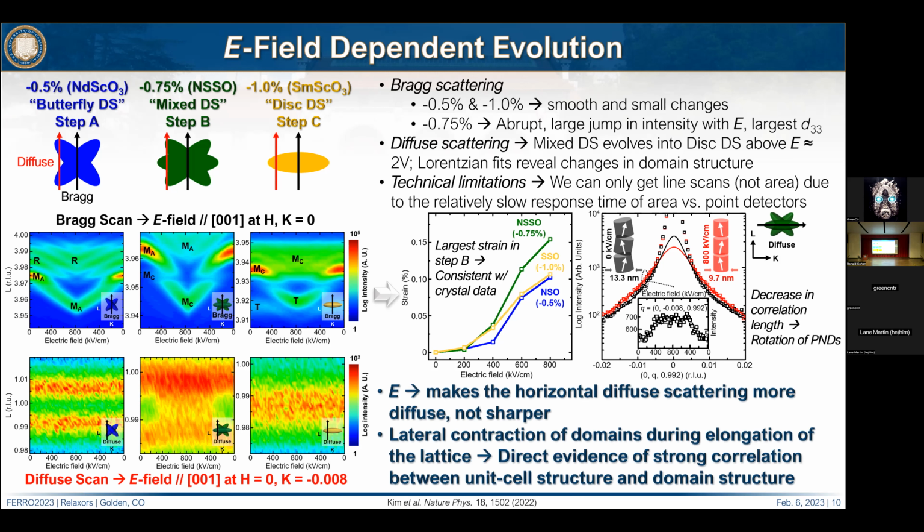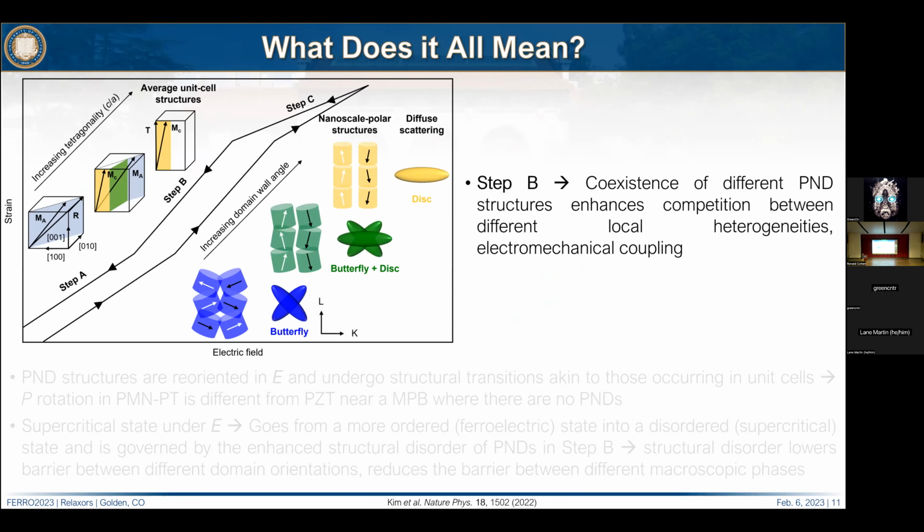And this is evidence of a strong correlation between the unit cell structure and the domain structure evolving at the same time. I don't think there's anything surprising that these things were happening at the same time, but to see it all play out at one site and pull out information about the domain structure and the unit cell at the same time is something we hope we can bring to the table for these materials.